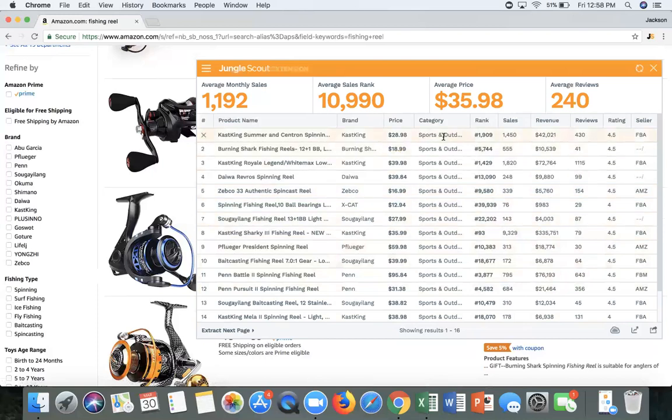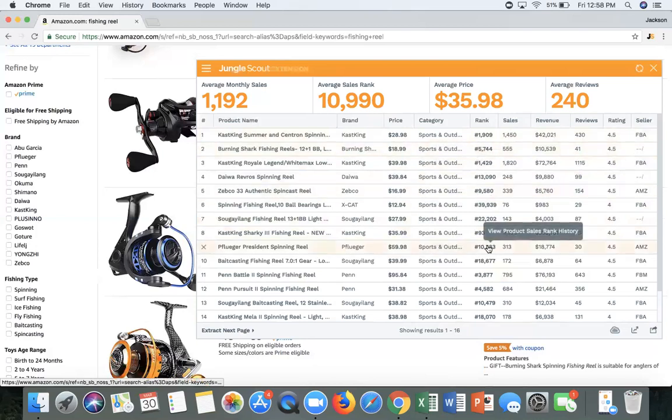Next is category. You don't have to pay too much attention to that. That's just, of course, it's all in sports and outdoors. Some products on the first page sometimes are all not in the same category. That's not a huge deal, but just glance over it once or twice while you're looking at each product.